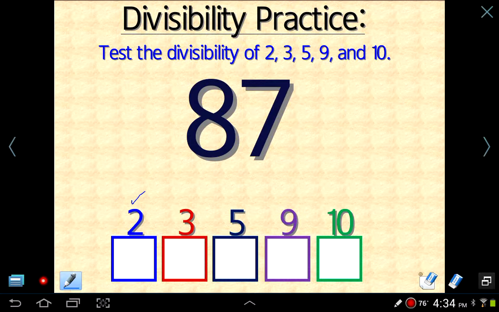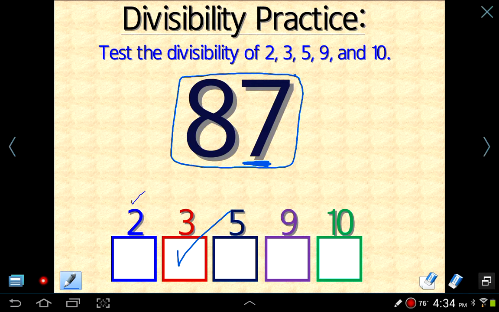Okay, I'm going to erase this. Now, the rules for 5 and 10 are very similar. The rule for 5 is you look at the last digit. Does 5 go into 87 based on its last digit? I would say no. The rule for 5 is it better end in a 0 or 5.